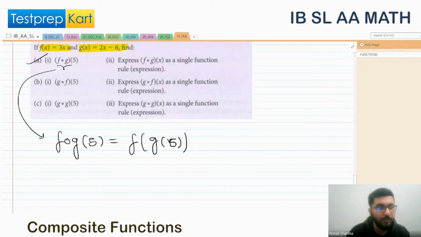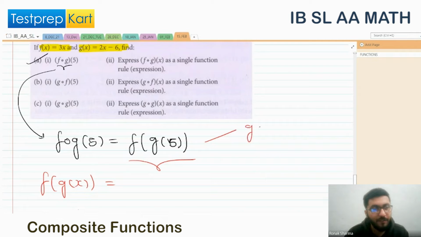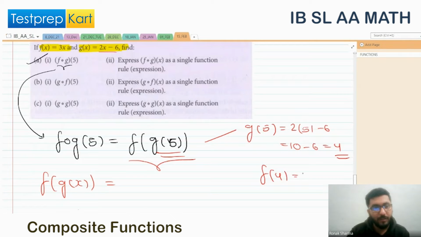So they're asking me this thing. I have two ways. First, you can find f of g of x, then you put x equal to 5 here. Or you first find g of 5. What is g of 5? That will be 2 times 5 minus 6, so 10 minus 6, that is 4. Now this 4 will go inside f. So f of 4 will be 3 into 4, 12.